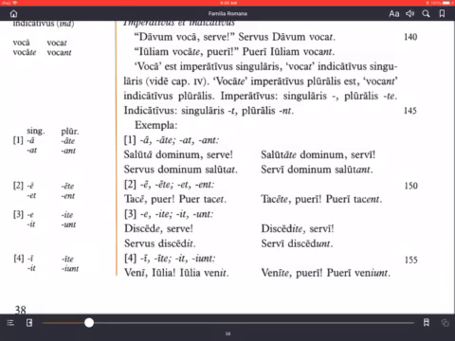Indicativus singularis t, in other words a t, pluralis nt, in other words nt. Exempla, examples, a, ate, at, ant. So this is what we call a first conjugation verb, thus the one in front of the example. Saluta dominum serve, greet the master, slave. Servus dominum salutat, the slave greets the master. Salutate dominum servi, greet the master, slaves. Servi dominum salutant, the slaves greet the master.